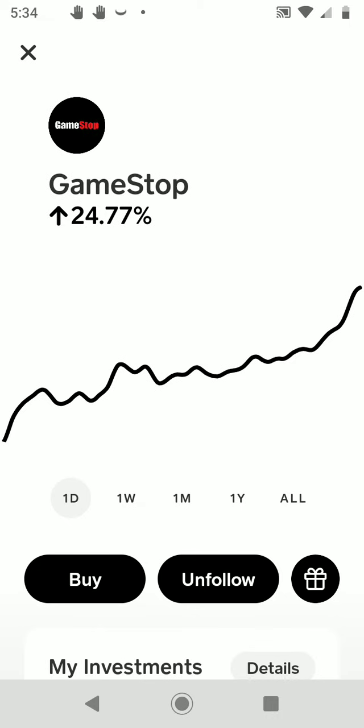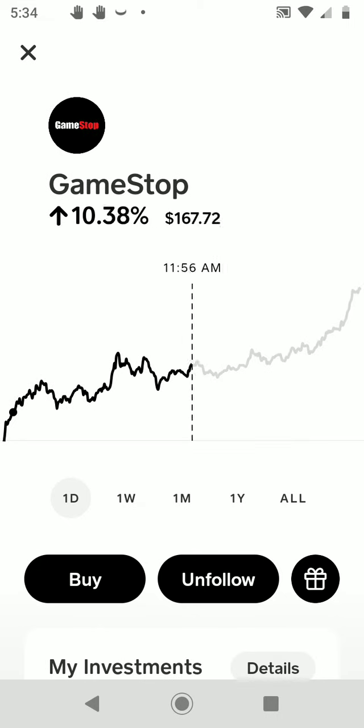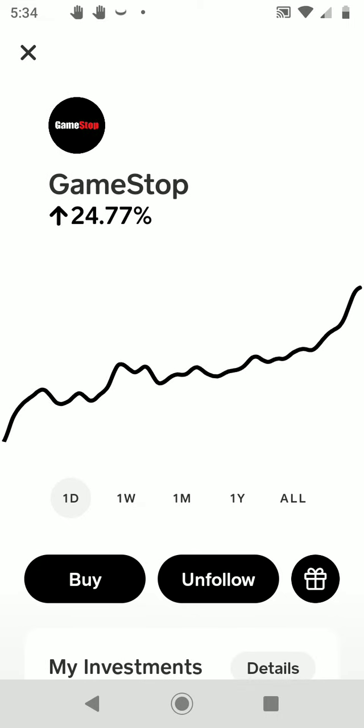And this is the 1 day chart, the last 24 hours. GameStop went up 24%. If you had $10,000 invested just as of today, just in 1 day, you would have profited $2,400. Look at that, people. $2,400.